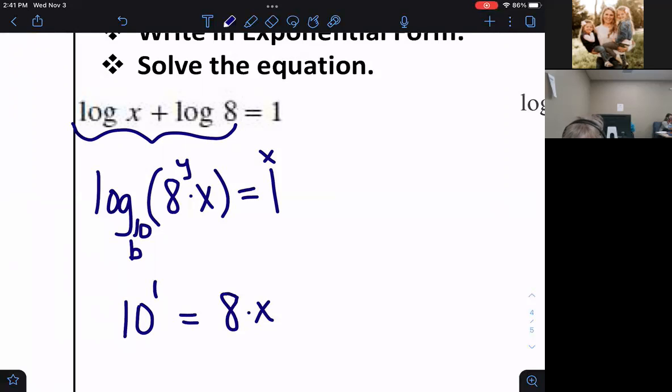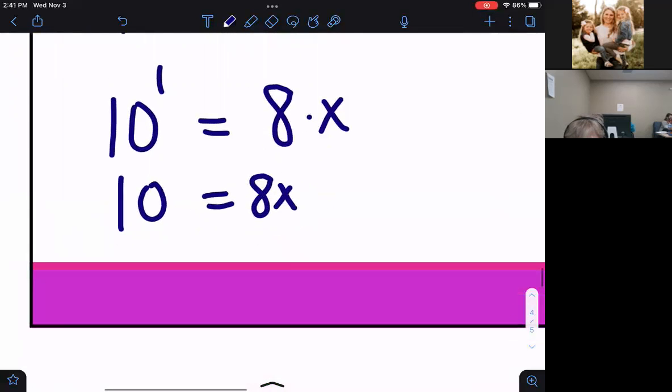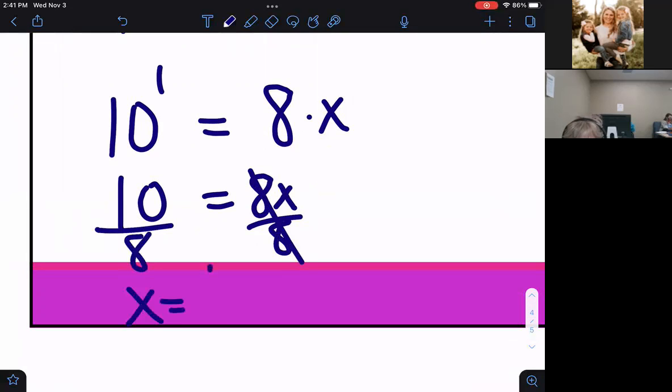So 10 to the first power is just 10. 8 times x is just 8x. So really all I have is 10 equals 8x. I'm going to divide both sides by 8 to get x equals 10 over 8, which reduces to 5/4.